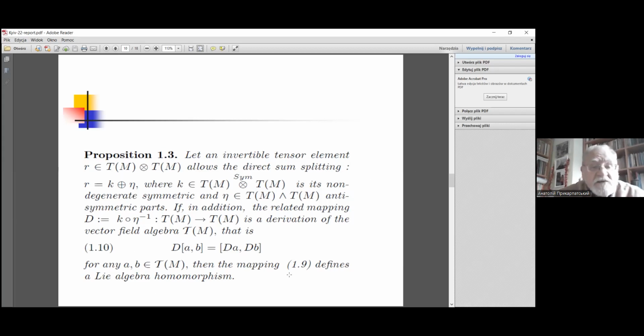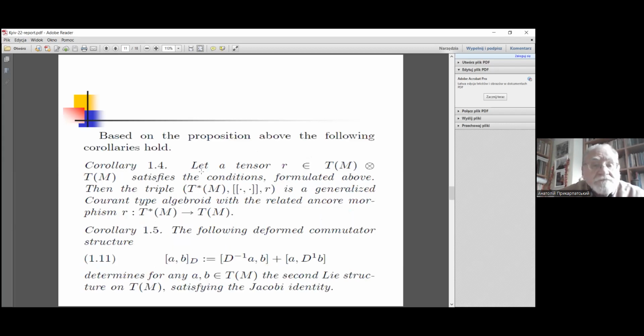So if this condition is satisfied, then the following corollary holds. Let a tensor R satisfy the condition above. Then the triple is a generalized current type algebroid with a related anchor morphism R.